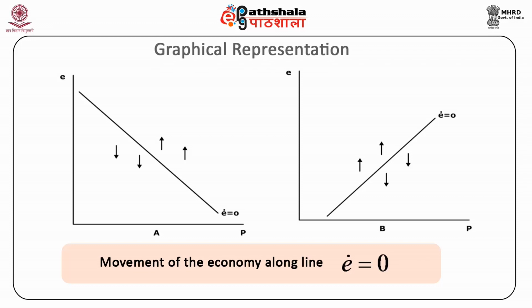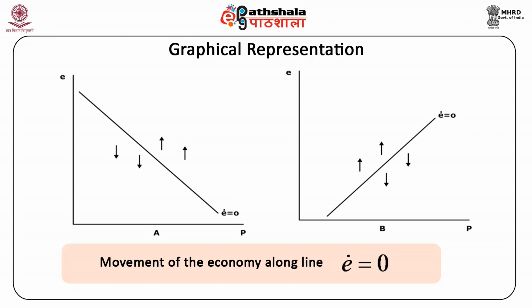Consider equation F first. We need to plot the e dot is equal to 0 line. Nominal money supply m is given by the central bank and world interest rate i star is also given for an economy. These two are shift parameters. The figures show the e dot is equal to 0 line. Panel A shows an upward sloping line while panel B shows a downward sloping line. Arrows drawn in the figure show how the system moves along the e dot is equal to 0 line.